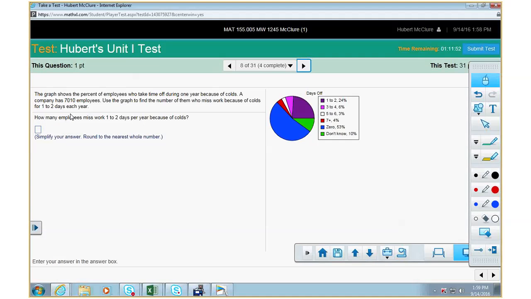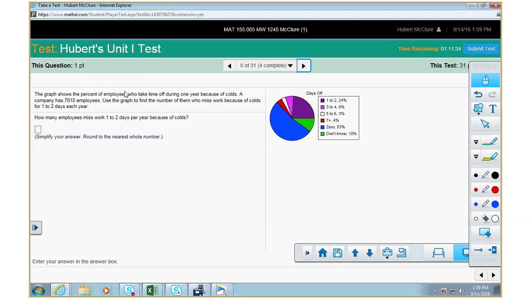This is a pie chart question. This is a percentage question. It's in the pie chart area, the percentage area, 11.1. A company has 7,010 employees. Use the graph: who missed 1 to 2 days a year? Well, what's 1 to 2 days?